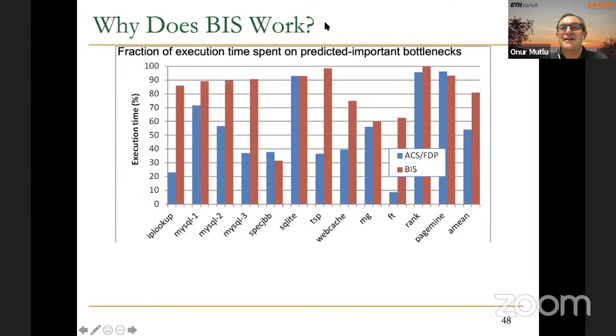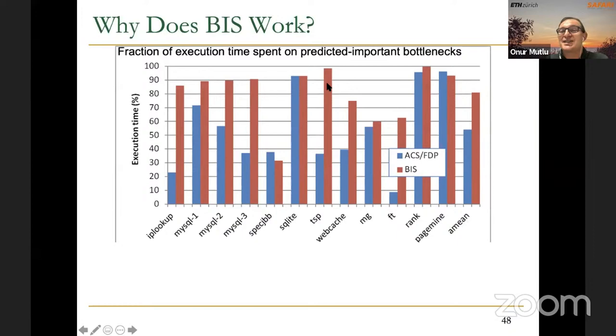here in this graph, we're showing the fraction of execution time spent on predicted important bottlenecks. So you can see that execution time, of course, maximum is 100%. The blue bar is showing how much of the execution time is spent on predicted important bottlenecks using X-ray critical sections and feedback directed prefetching, meaning how much of the time you're using the large core. And in TSP, you're using the large core a lot, basically almost 100% of the time, but maybe you're not that accurate, as we will see.